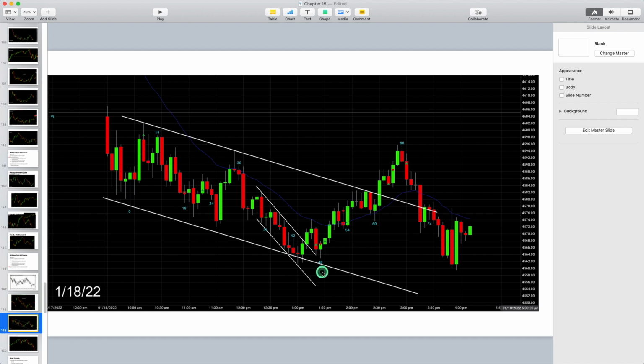But because here the context is in a broad bear channel and we've already overshot it, we're probably going to test the trend line. So there's a lot of reasons to be looking for a breakout pullback buy here.